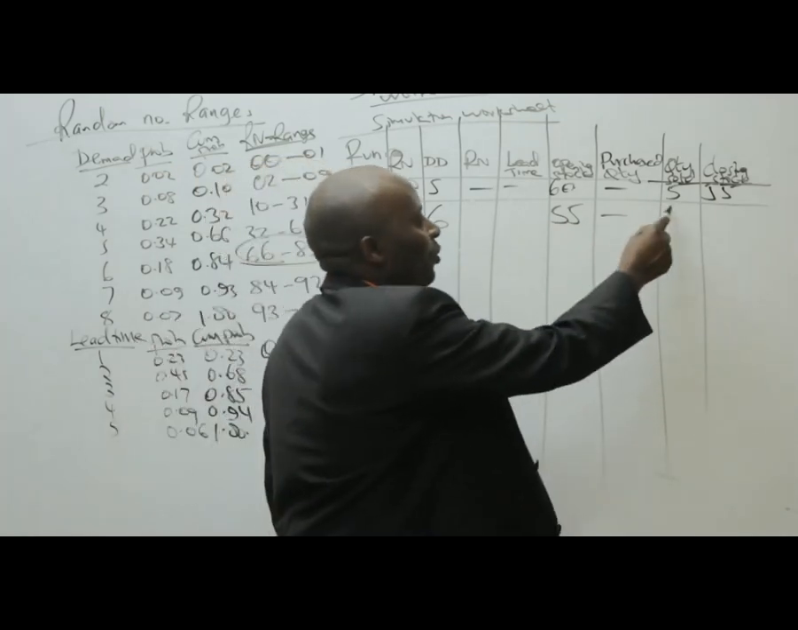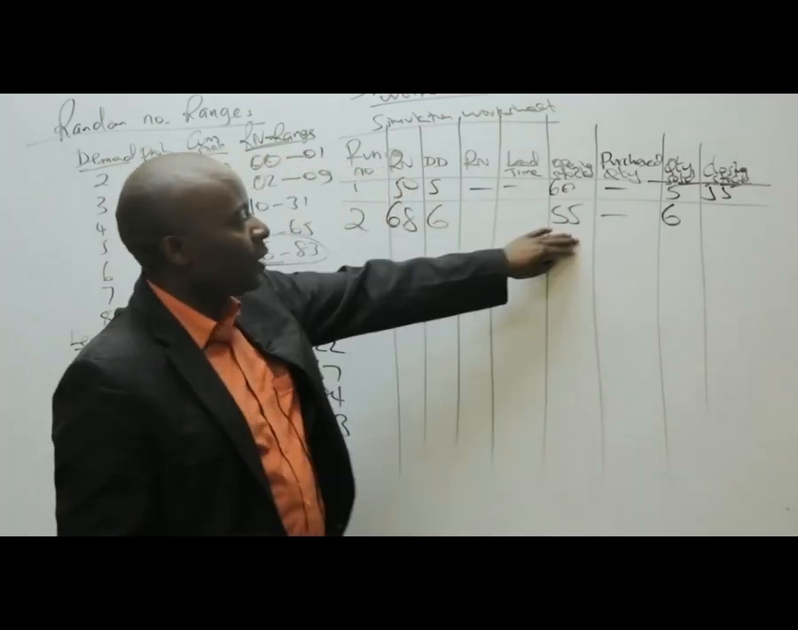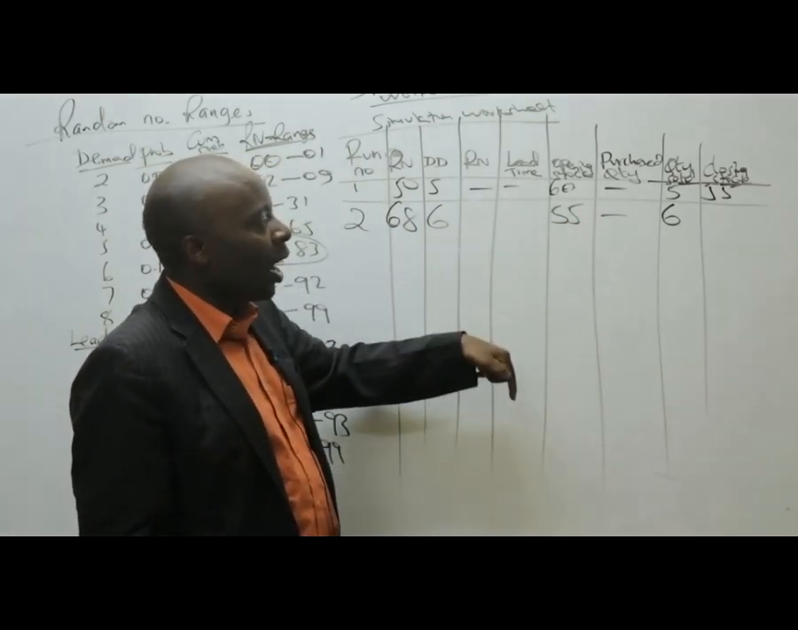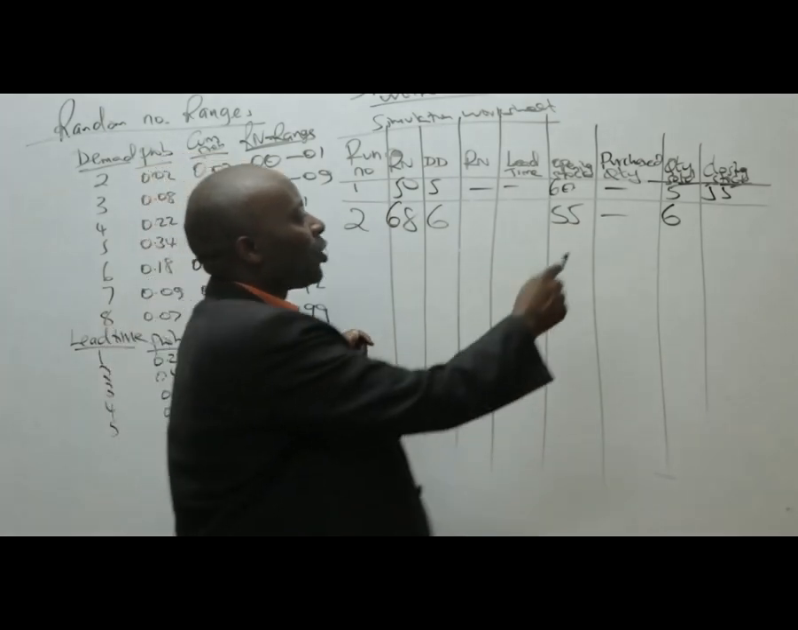We sell 6. Thank you very much, because you have compared what is available for sale vis-a-vis the demand. So 6 is lower. So in this case here, what is the closing stock?